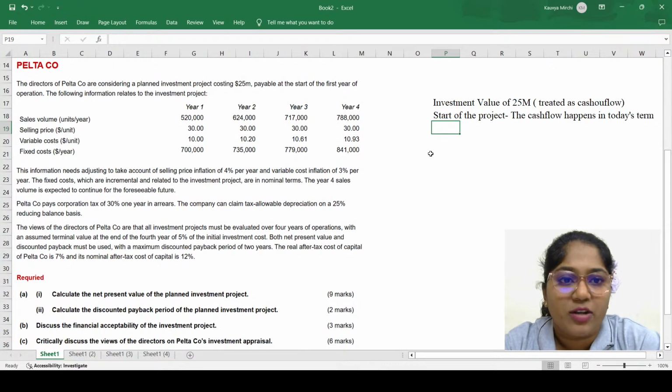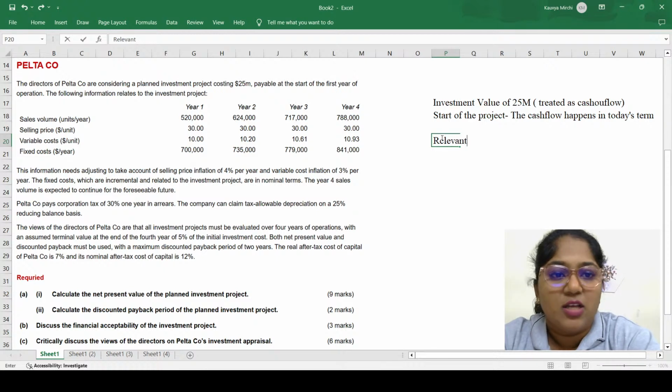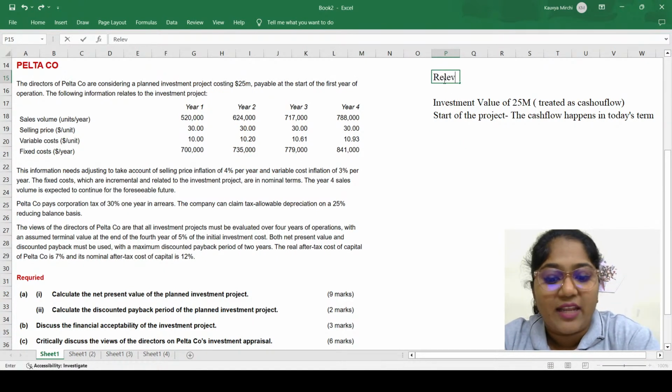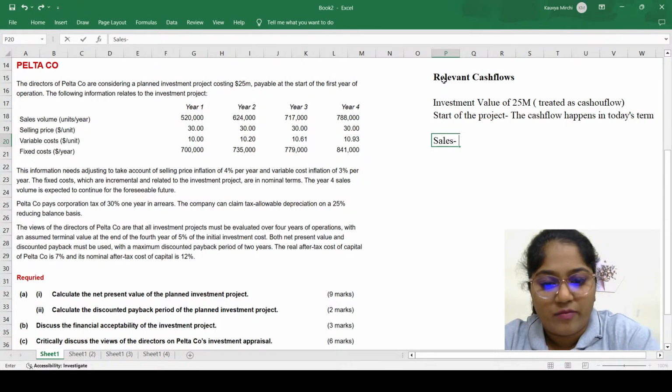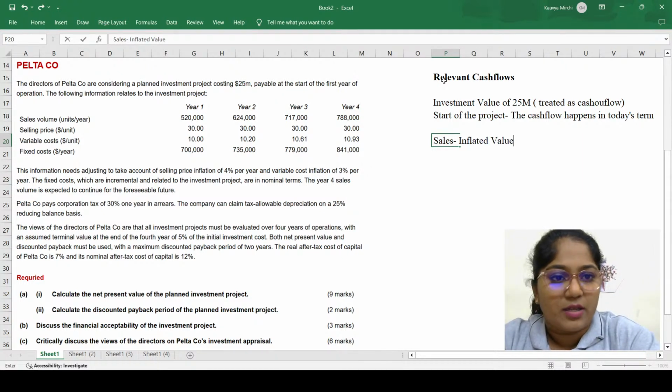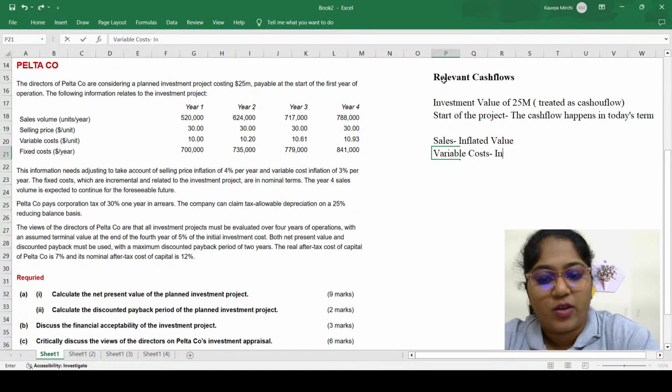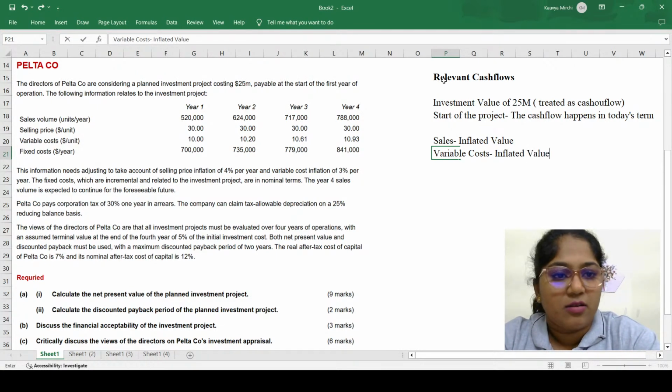So I know what all the relevant cash flows are that we can expect here. The relevant cash flows: one is investment value. I'm just going to write everything so that I can do working notes. We have investment value and we have sales. We have sales, but we have to find the inflated value. That is something we need to find out. And then we have variable cost. That also we have to find, the inflated value.